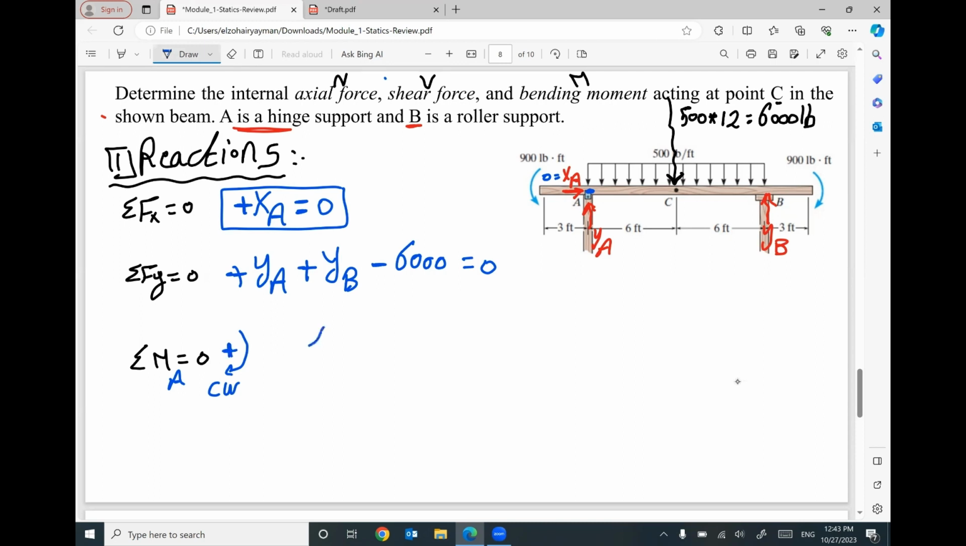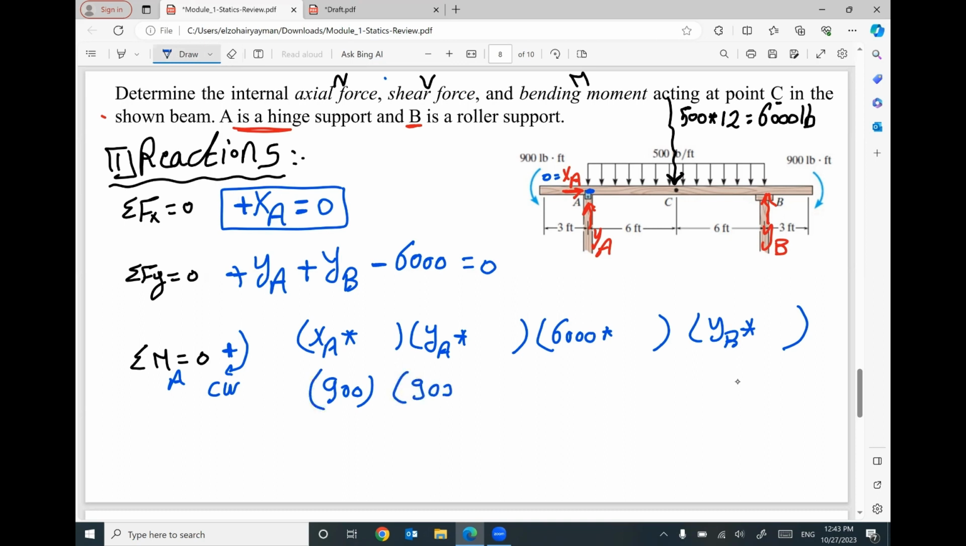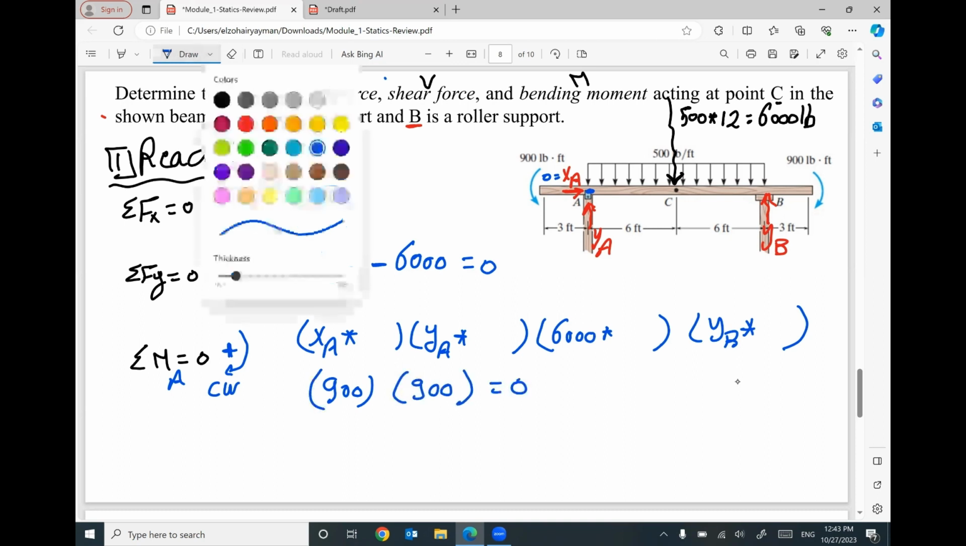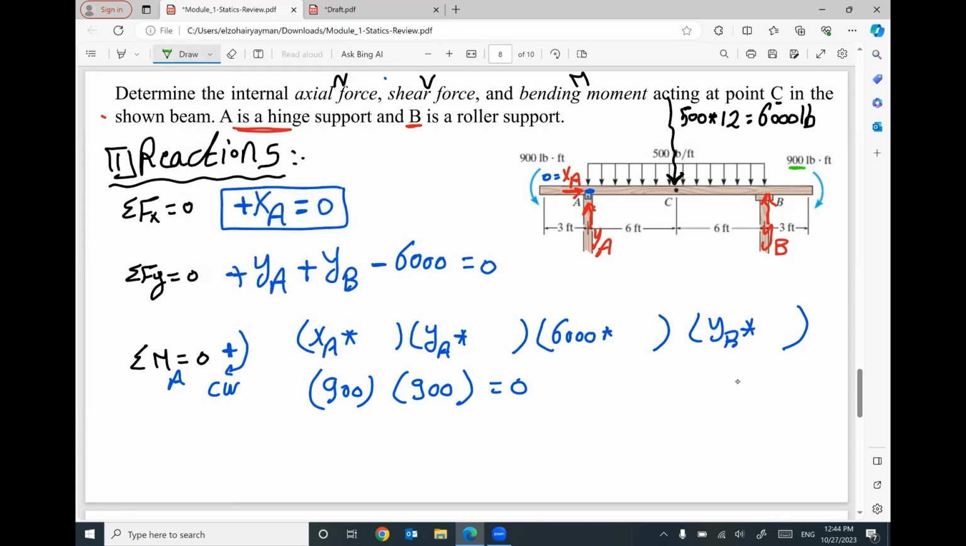So, XA times distance, YA times distance, 6,000 times distance, and YB times distance. And the 900 does not need distance, equals 0. Keep in your mind, we have this 900 as a moment, does not need distance. And this 900 as a moment does not need distance. Don't forget any to be included in this equation.